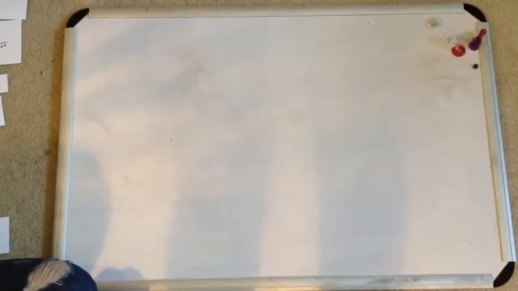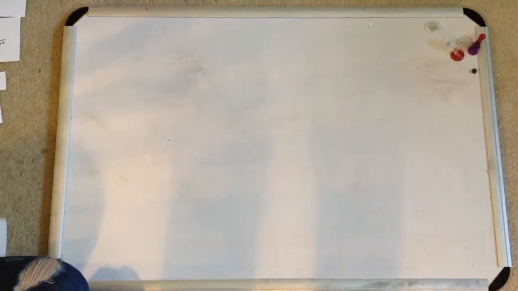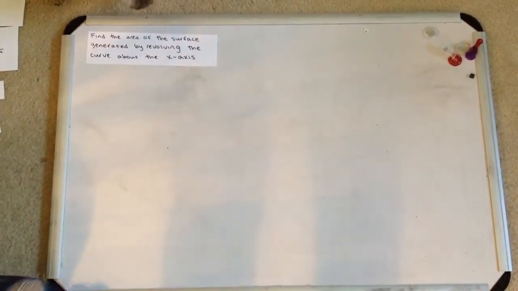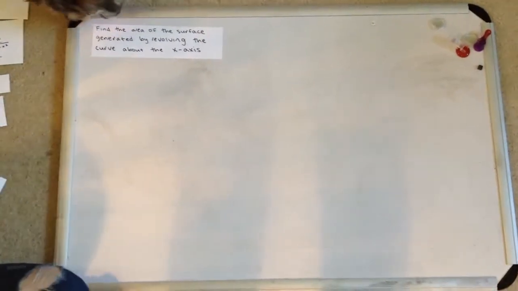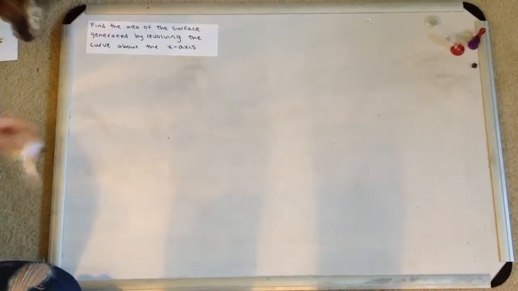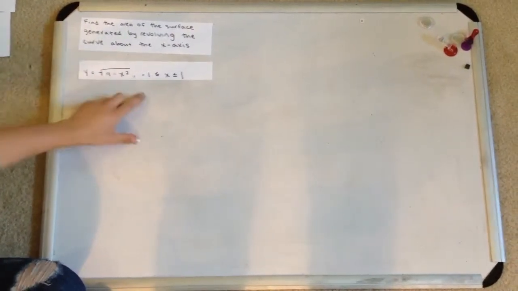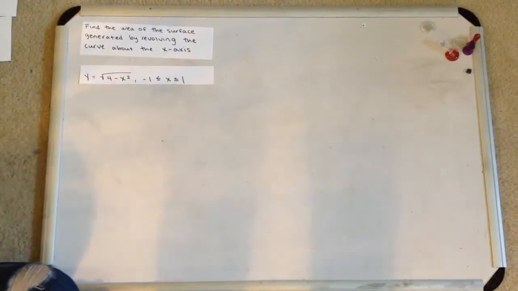Hey everybody, so today I'm going to walk you through a surface area problem. The question asks, find the area of the surface generated by revolving the curve about the x-axis. In this case, we are going to use the curve y equals the square root of 4 minus x squared, for x from -1 to 1.